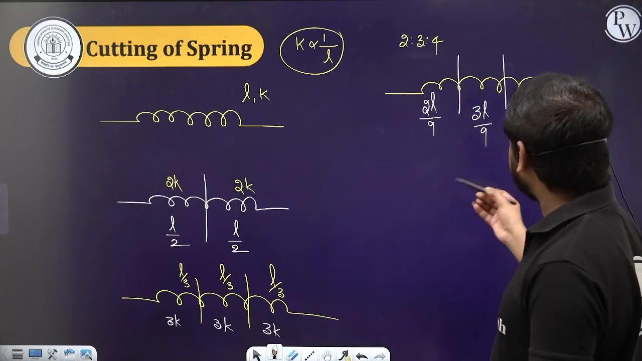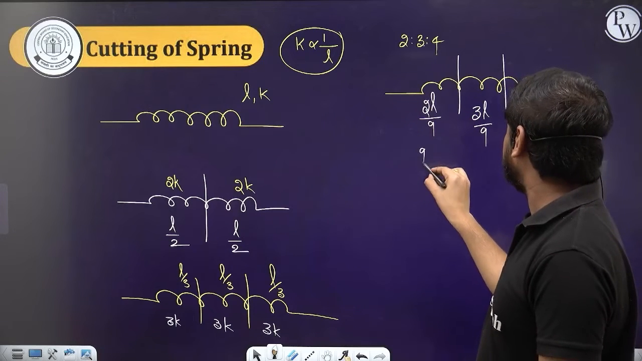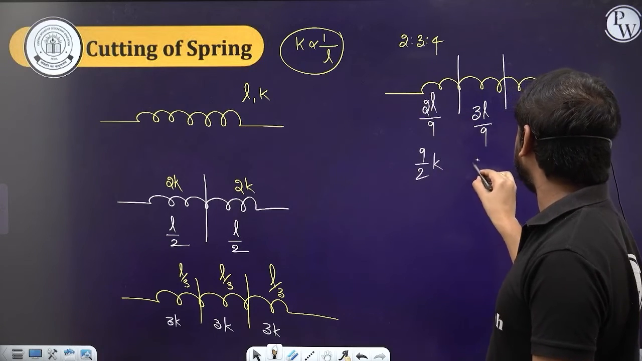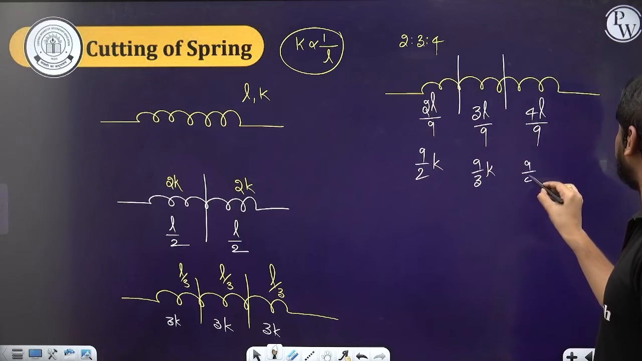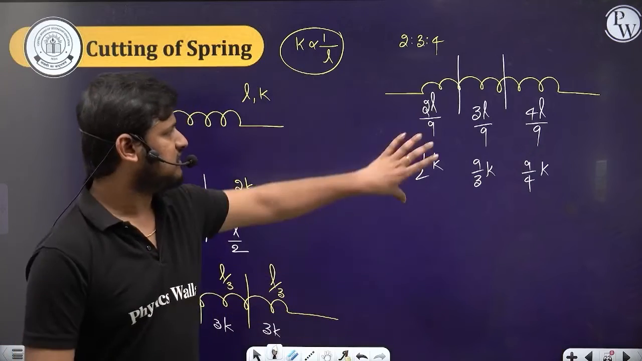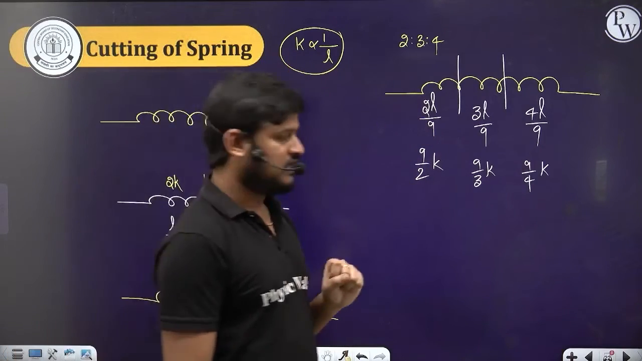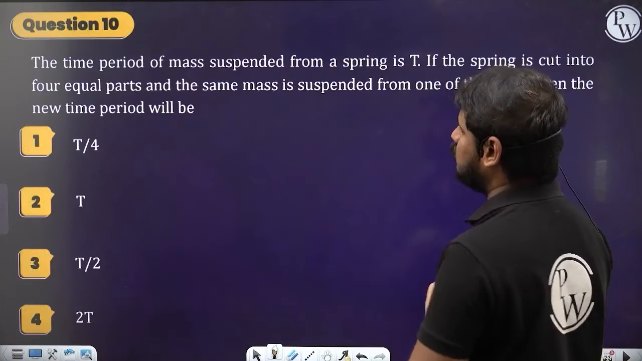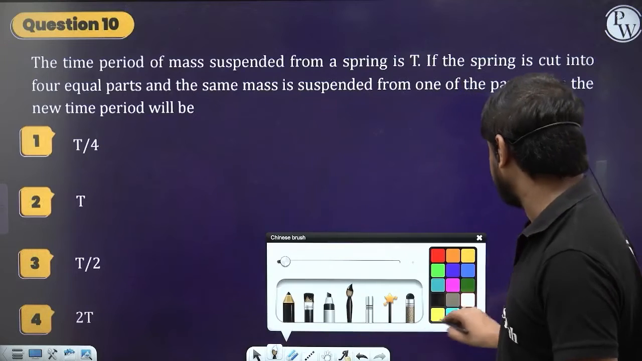Then the spring constants will become the reverse. So 9k by 2, here 9k by 3, and here the spring constant is 9k by 4. That's it. So the spring constants get reversed relative to the lengths. k is inversely proportional to length. Understood? Now you can see the questions based on the concept.